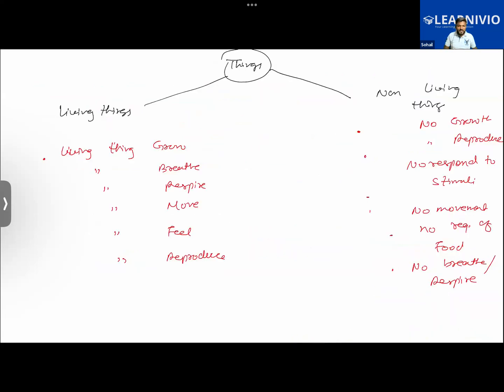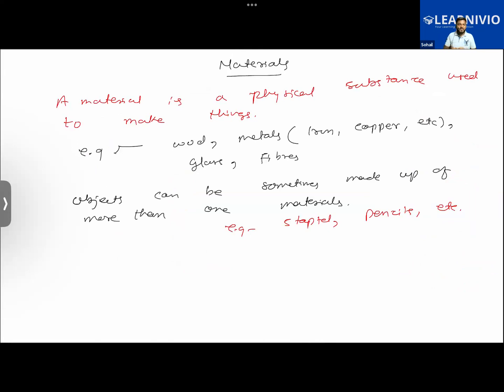Okay. We also know that one general way to classify the different things we see around us is as living things and non-living things, and the following are the properties of the two. Living things can grow, breathe, respire, move, respond to stimuli that they can feel, and reproduce. Non-living things can't perform any of these actions because they are not made up of cells, right? Yes, sir. We know.